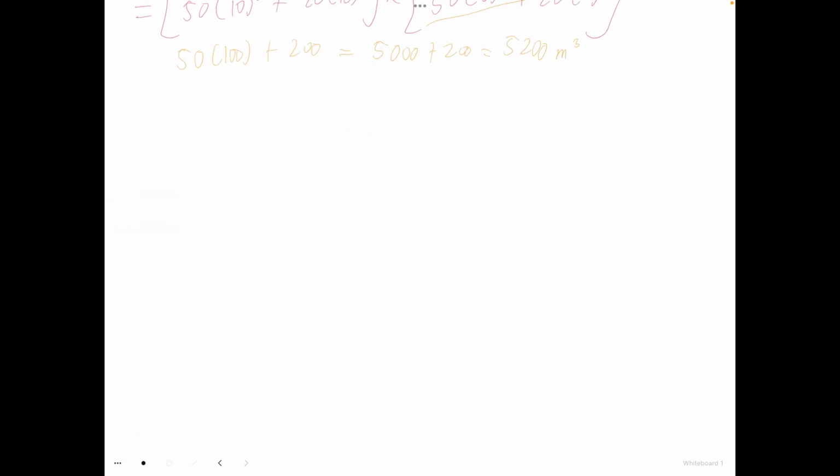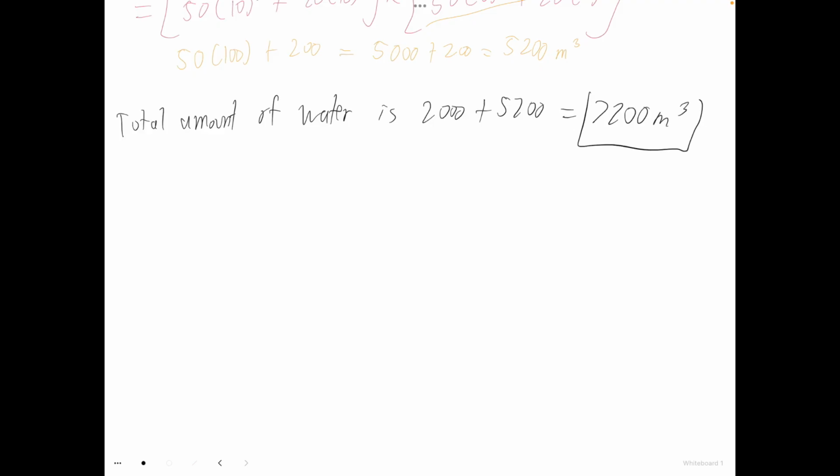And so our total amount of water is going to be 2,000 plus our 5,200, which is 7,200 meters cubed. And so we consider both our net change as well as the initial amount that we had.